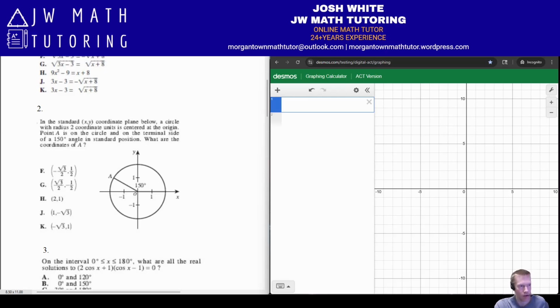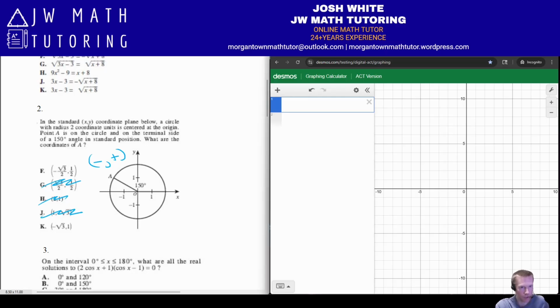All right, so first of all, if you use process of elimination, you can get rid of G and H and J, because notice here point A has to have a negative X coordinate and a positive Y coordinate. So right off the bat, these are already gone.